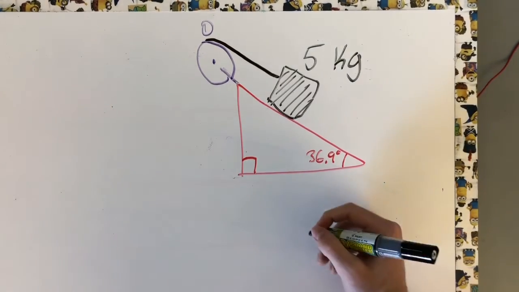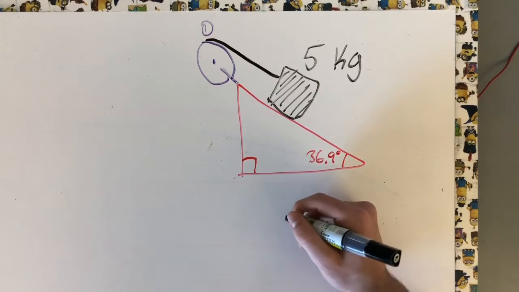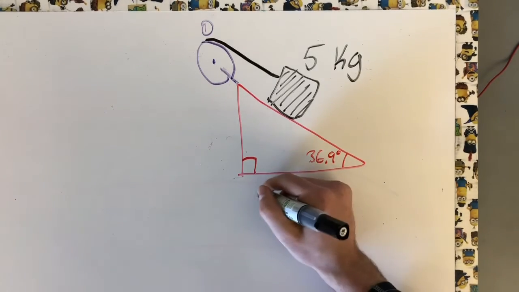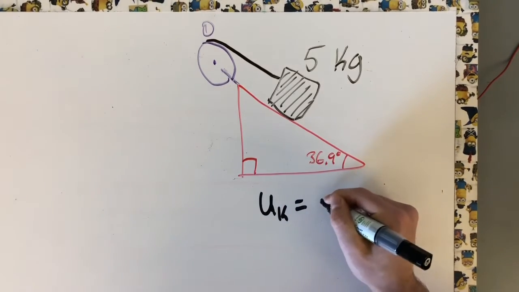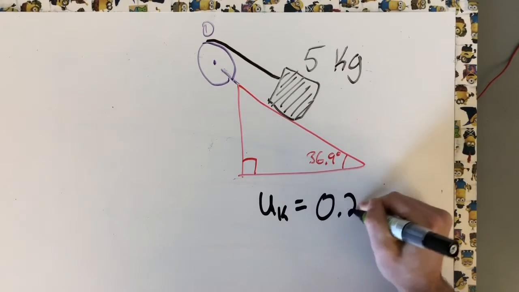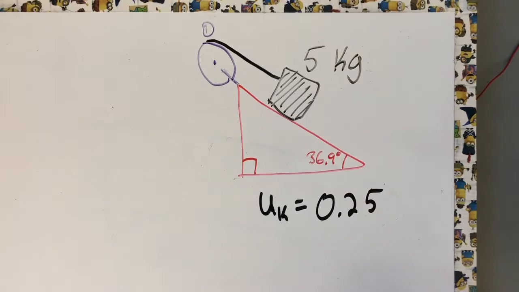So the coefficient of kinetic friction is 0.25. So that's going to be mu k, in case you're new to this. Not sure what those units are, but we'll just leave it like that.